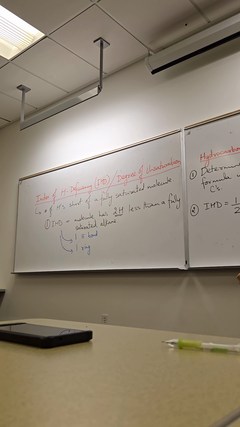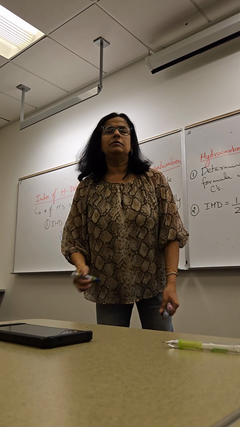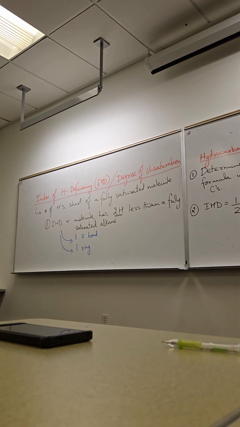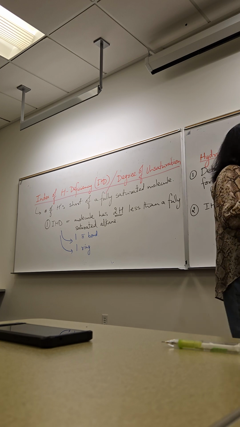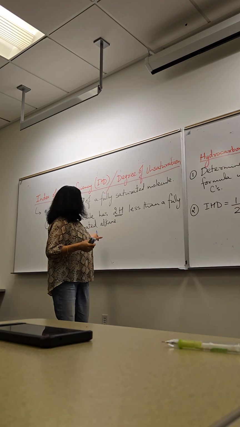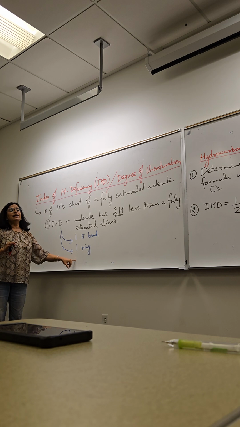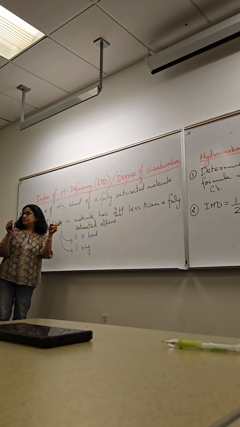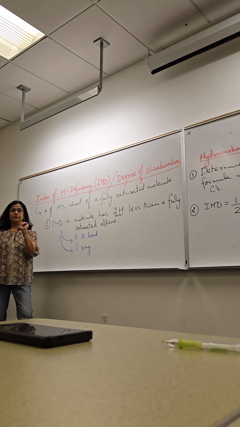4 is the IHD. What does that mean? It means that there are maybe 4 pi bonds, maybe 3 pi bonds and 1 ring, maybe 4 rings, maybe 2 pi bonds and 2 rings, any combination of pi bonds and rings so that they all add up to 4. And that's really useful information. Does that make sense, everybody? Are we all good? Yes?